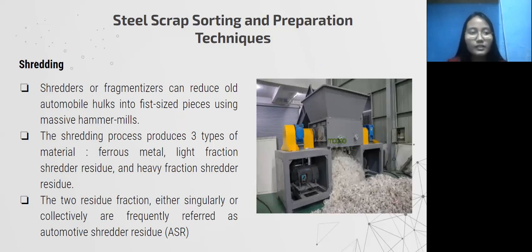Okay, the next one is shredding. Shredders or fragmentizers can reduce old automobile hulls into fixed-size pieces using a massive hammer. The shredding process produces three types of material: ferrous metal, light fraction shredder residue, and heavy fraction shredder residue. The two residue fractions, either singularly or collectively, are frequently referred to as automotive shredder residue, or ASR.